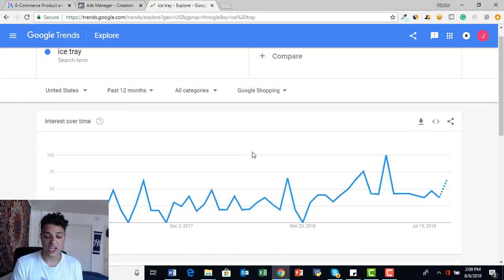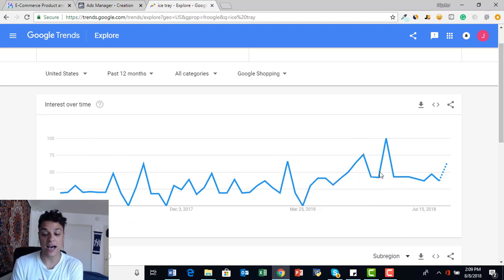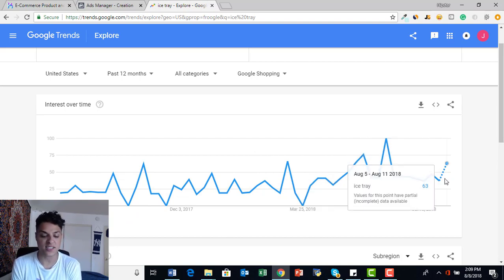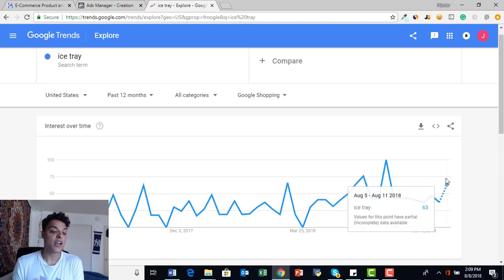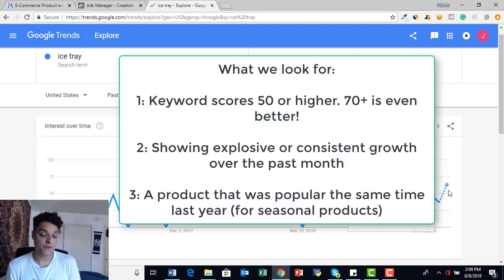This is the baseline. And you can see it actually looks a lot better on Google Trends, and it's about to even double in popularity. So generally on Google Shopping, the numbers are going to be a bit lower than on general trends. If you can find something that's, let's say, 50 or higher, in a perfect world 70 or higher, but 50 or higher is fine. And then if you can really just see a big jump.